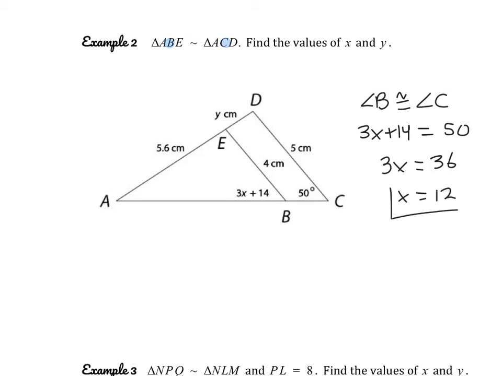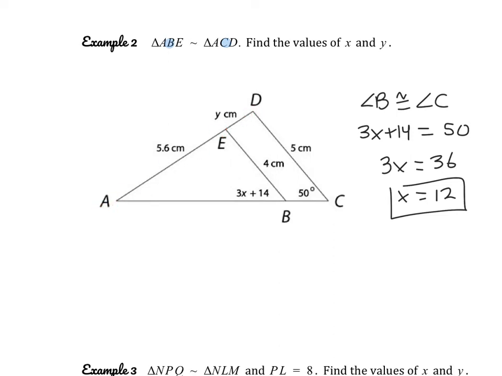So x is equal to 12. Now to find y, remember we need to set up a proportion of the sides. So this one is a little bit trickier because you can see that y is just this little segment from D to E, but that's not actually a side length.